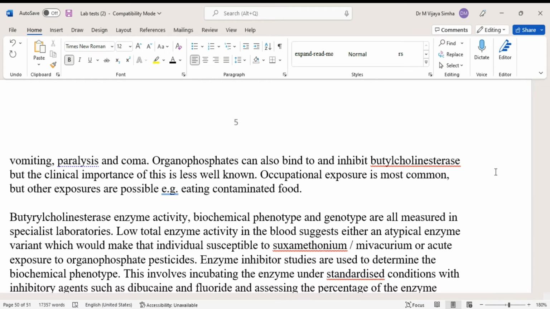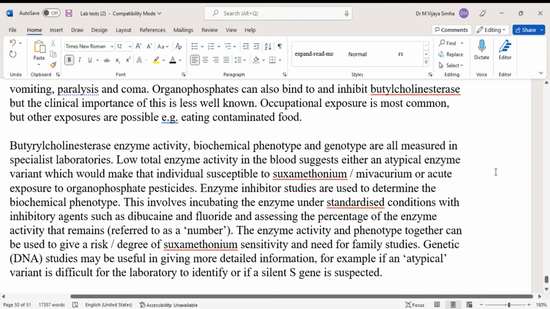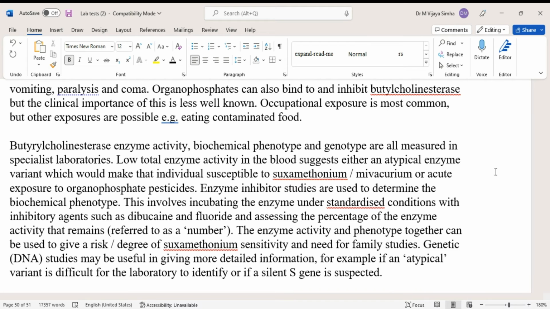Organophosphate can also bind to and inhibit butyryl cholinesterase, but the clinical importance of this is less well known. Occupational exposure is most common, but other exposures are possible, for example, eating contaminated food. Butyryl cholinesterase enzyme activity, biochemical phenotype, and genotype are all measured in specialist laboratories. Low total enzyme activity in the blood suggests either an atypical enzyme variant, which would make that individual susceptible to suxamethonium, or acute exposure to organophosphate pesticides.